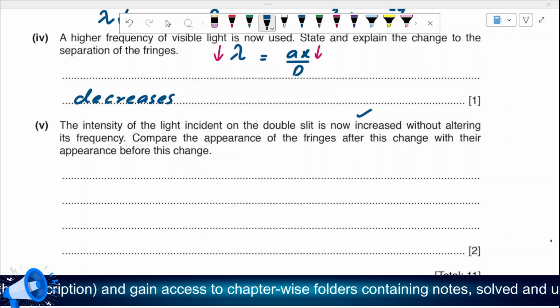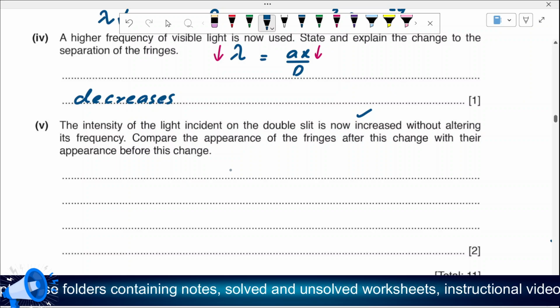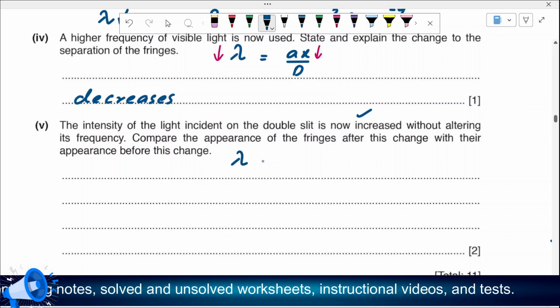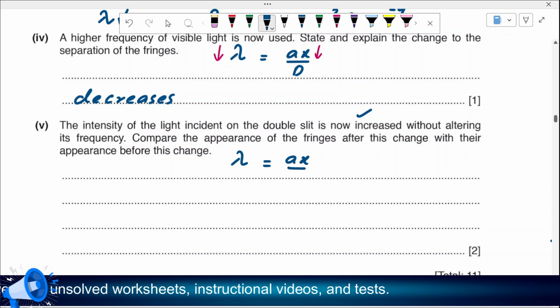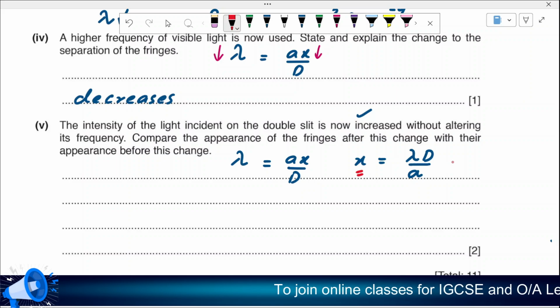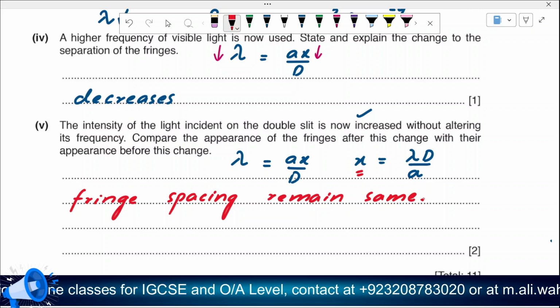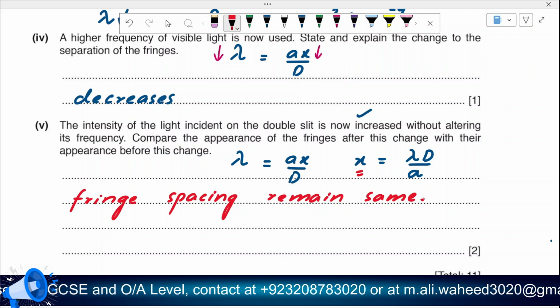First of all, fringe spacing remains the same, because in the formula lambda equals ax over d, x represents the fringe spacing, which is lambda times d divided by a. Hence, the fringe spacing is not affected by the intensity. So the fringe spacing remains the same.